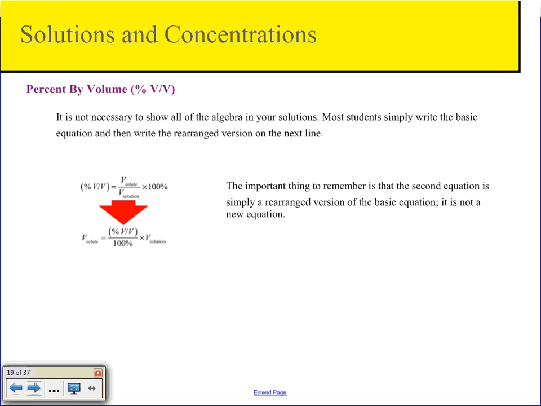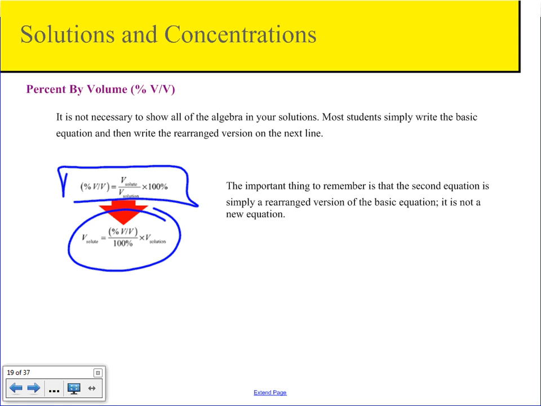Now, it is not necessary to show all of the algebra in your solutions. Most students simply write the basic equation and then rewrite the rearranged version on the next line. So as you see here, they have the original formula, and then they would just write the rearranged one. If you're able to do that, great. If you're struggling with rearranging equations, then we need to have a talk to make sure that you can get there. The important thing is to remember that the second equation is simply a rearranged version of the basic equation. It is not a new equation.